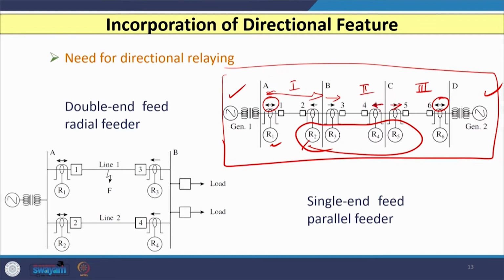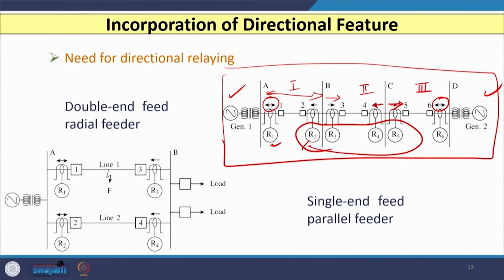So, what is the difference between a simple overcurrent relay and a directional relay? A simple overcurrent relay operates when current exceeds the pickup value, whereas a directional overcurrent relay operates when current exceeds the pickup or plug setting, and the direction, which is like this, is also satisfied. So, it is an AND logic of two things.